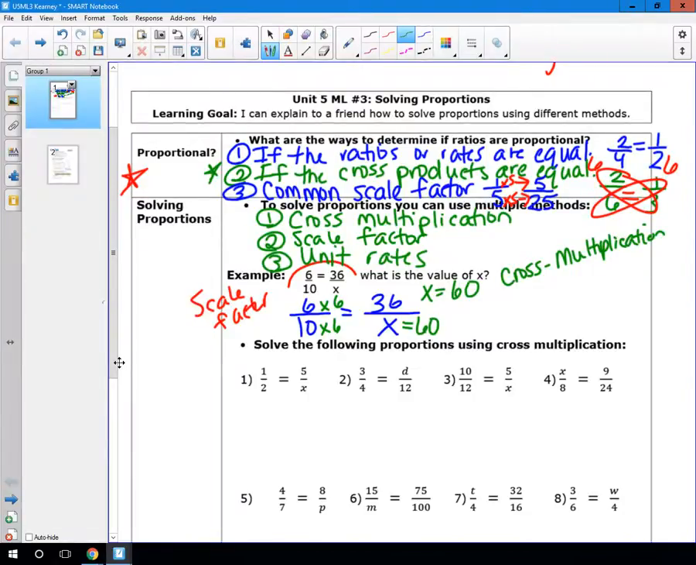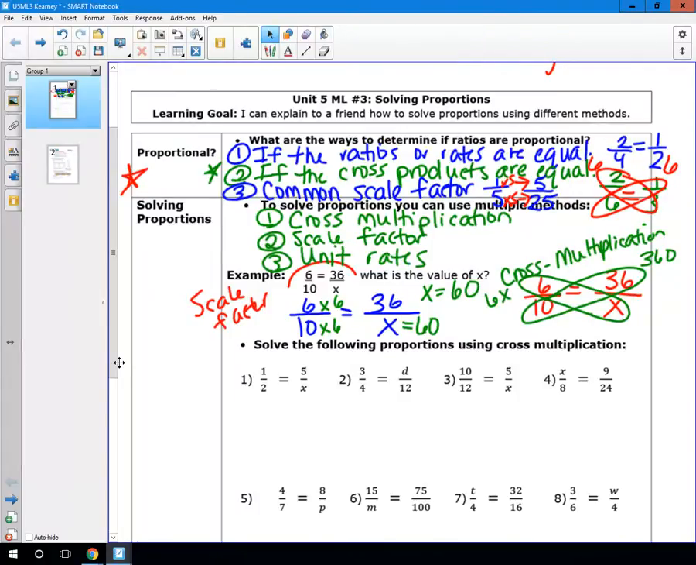We're in that same problem. 6 over 10 equals 36 over x. So just a few minutes ago, we talked about that in order for 2 things to be proportional, their cross products must be equal. So if I cross multiply, if I take 10 times 36 and I get 360, and then I'll take 6 times x and I get 6x, since we already know these are proportional, we know those 2 things must be equal. So we've got to say 6x equals 360.